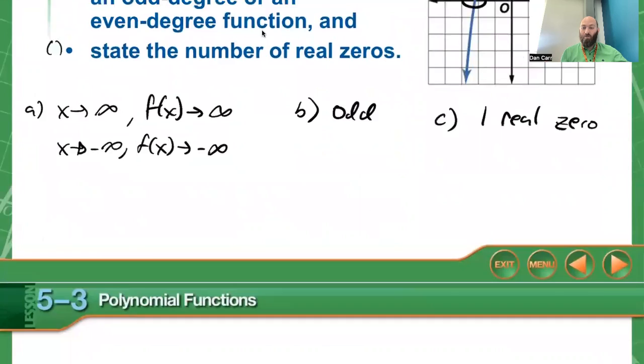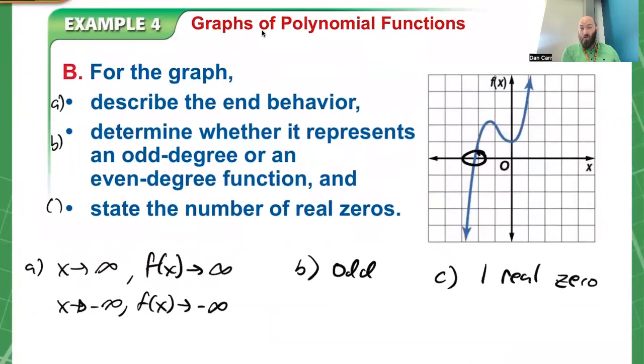And that is going to be it for 5.3. So we're just starting analyzing a little bit of our polynomial functions. This is going to be a common theme for the rest of the unit.